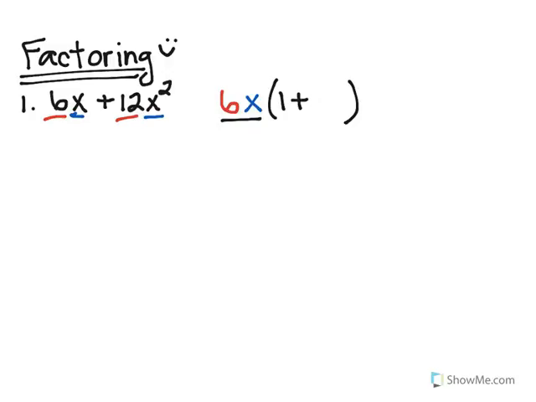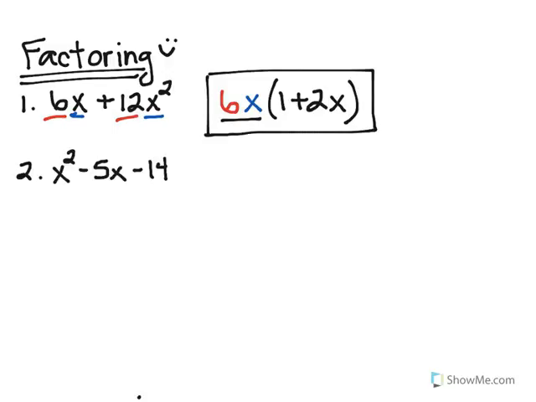Alright, so now let's do the same exact thing. So 6x times what gives me 12x squared? Well, I know in order to get the 12, I'd have to multiply 6 by 2. So I'm going to write my 2 in here. And then in order to get an x squared from an x, I'd have to multiply that by another x. So this is my answer.